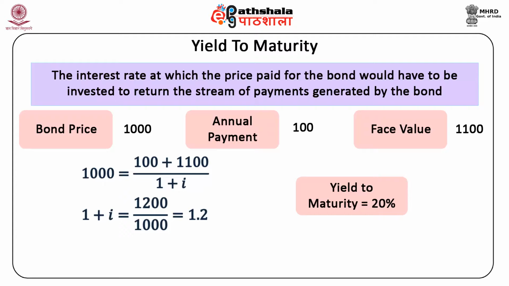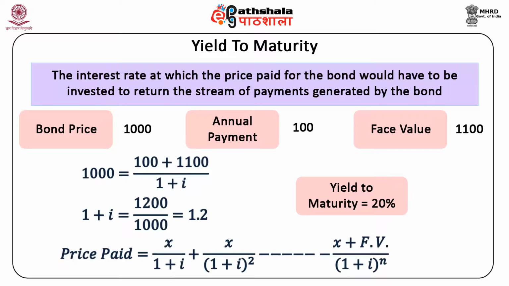In general, yield to maturity for a bond maturing in n periods satisfies the following condition. That is, price paid is equal to x upon 1 plus i, plus x upon (1 plus i) square, and so on till we have x plus face value FV upon (1 plus i) raised to the power n, where x is the annual payment to the bondholder.